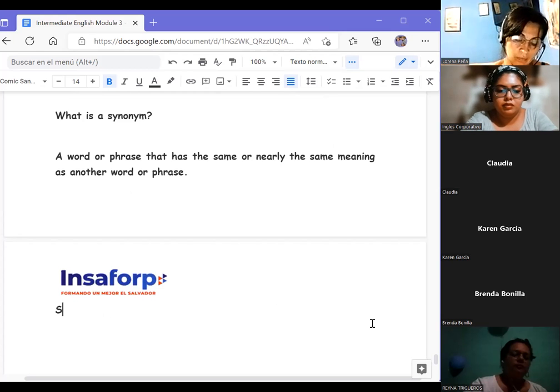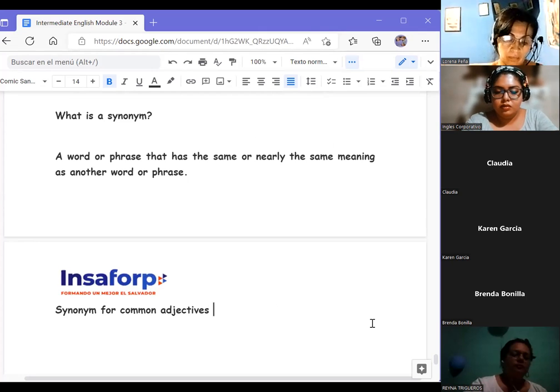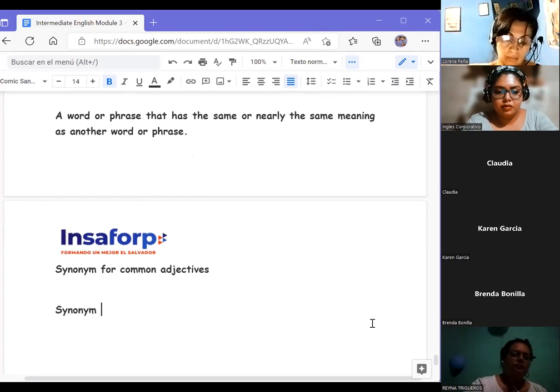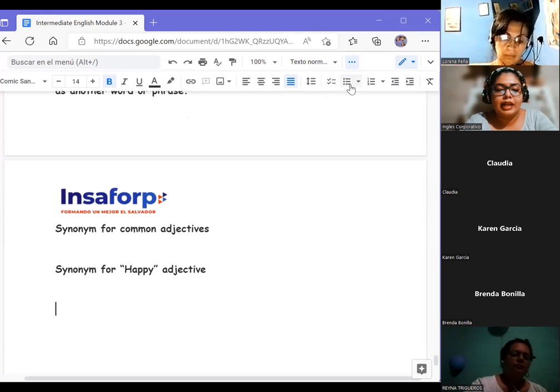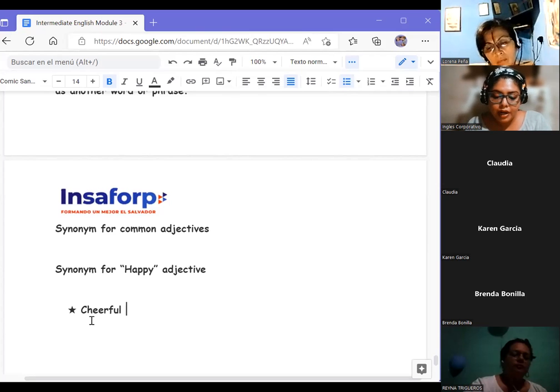Happy. That is the word that we are going to develop right now. So in that case, we are going to create like a list of words that we can use for that word. Happy is the base. So we have cheerful. Cheerful, happy, and positive in feeling or attitude. This word is also used to describe a thing or place that is bright and pleasant. So the first word that we have for happy is cheerful. Cheerful is one of the synonyms of happy.